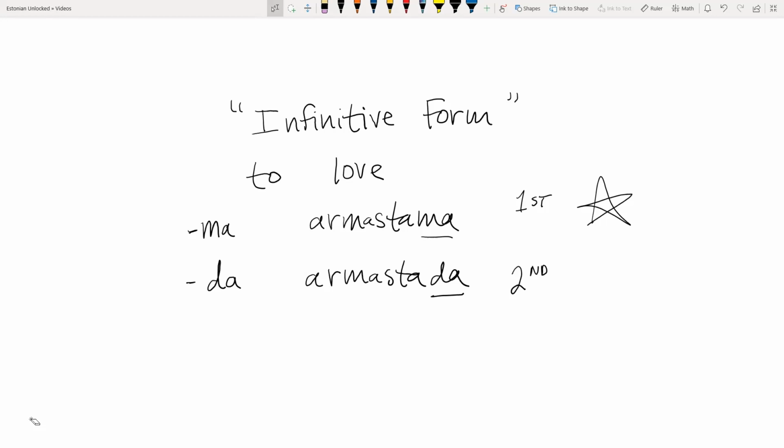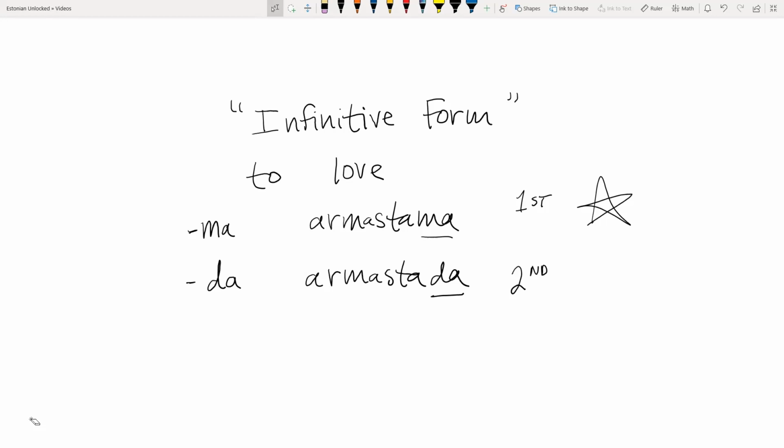In Estonian, there are two main infinitive forms to know. The first form always ends with ma. So the example for Estonian would be armastama. And armastama means to love. The next form is the second infinitive, which often ends with ba, ta, or just a. So the example for to love is armastada. That is the second infinitive for to love, and it still means to love.